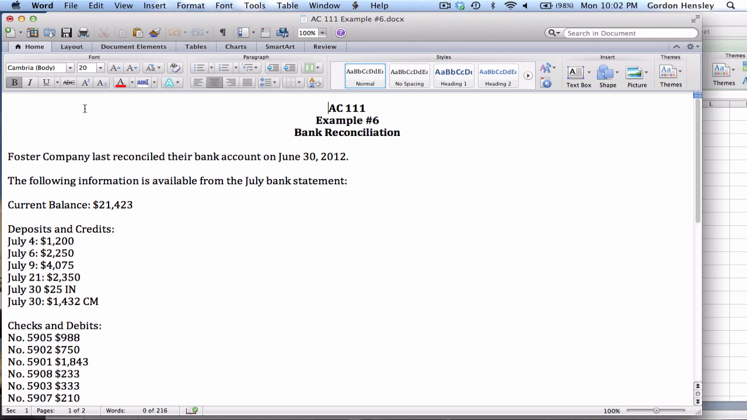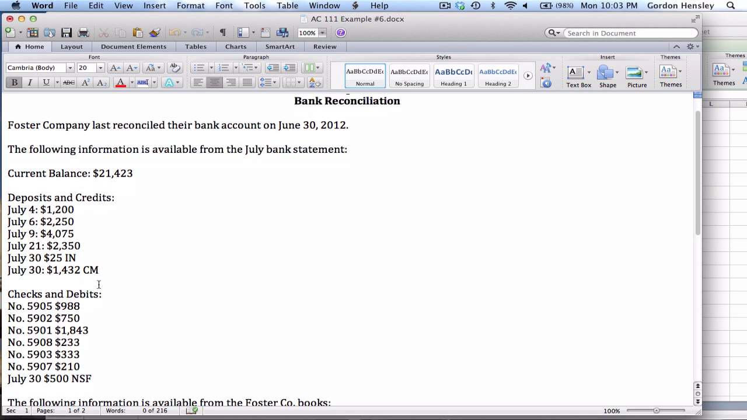Now in this case, we have a company called the Foster Company, and it says that they last reconciled their bank account on June 30th, 2012. And it says the following information is available from the July bank statement. So the current balance according to the bank statement is $21,423. Then we have a whole series of various deposits and credits. Then we have a whole series of checks and debits.